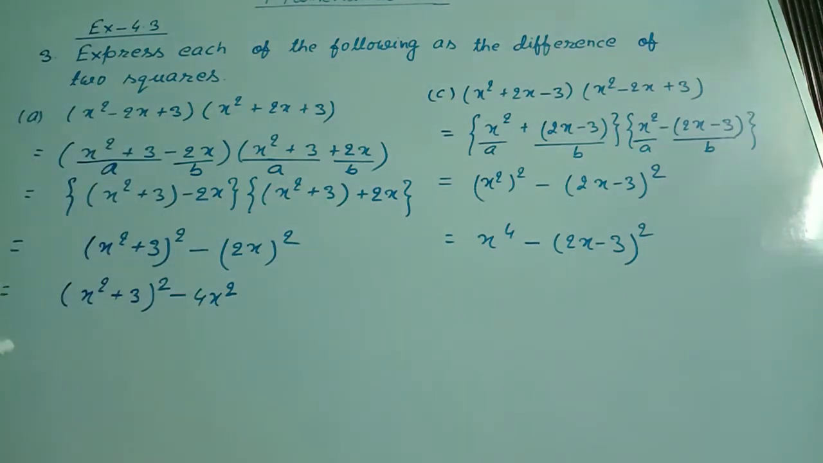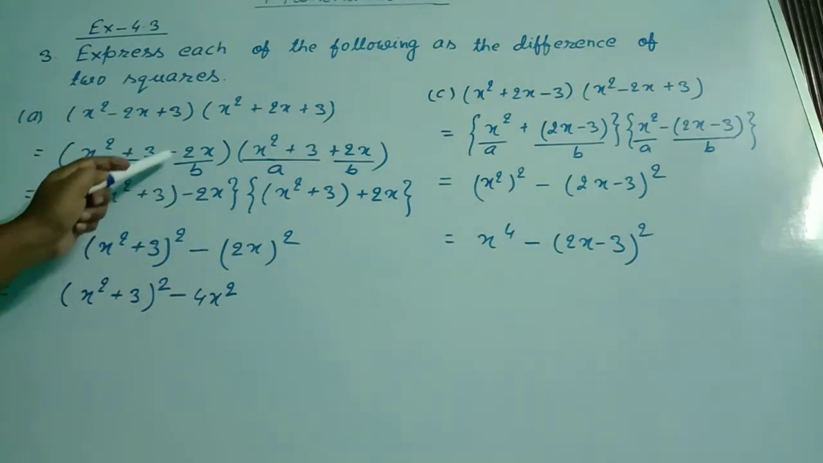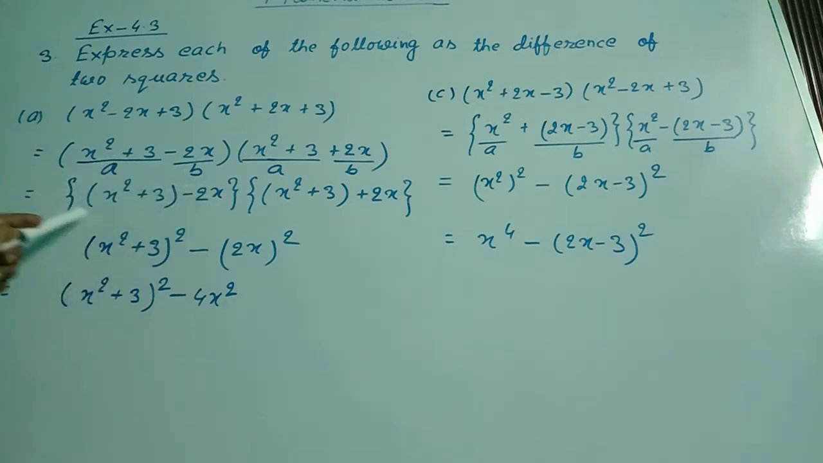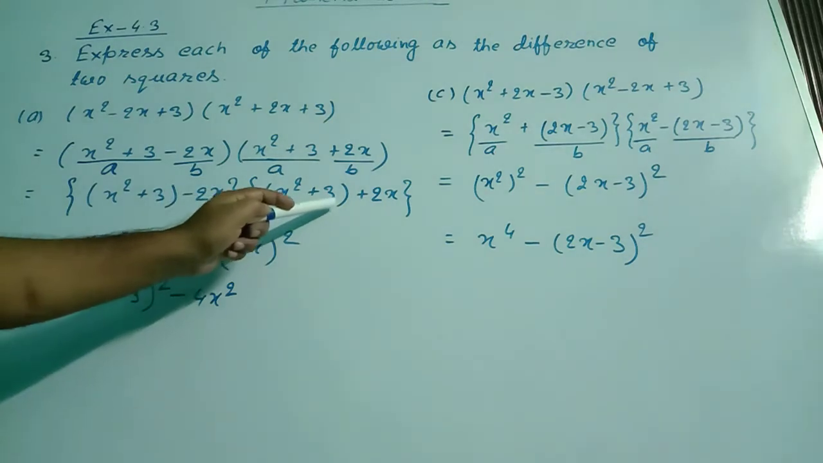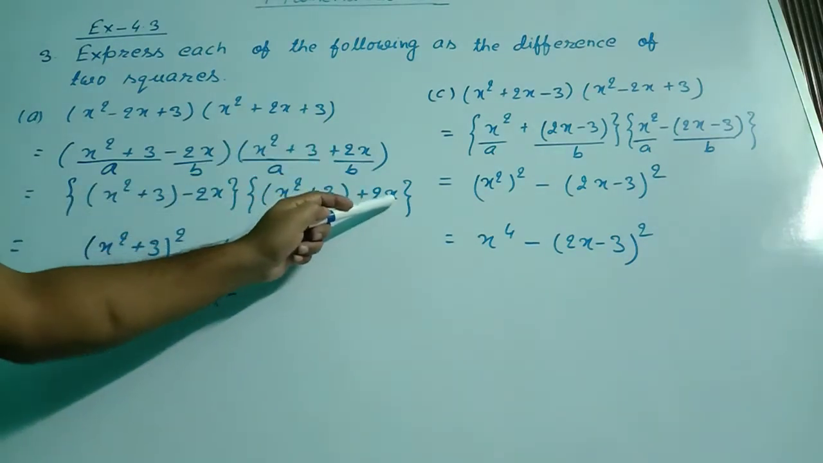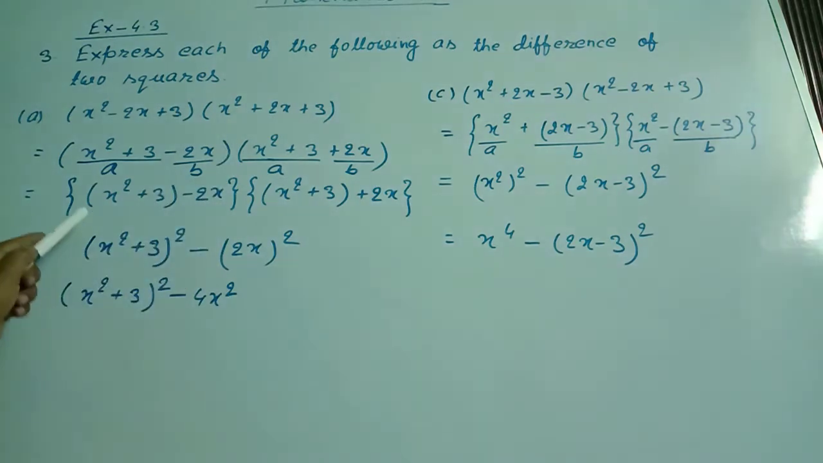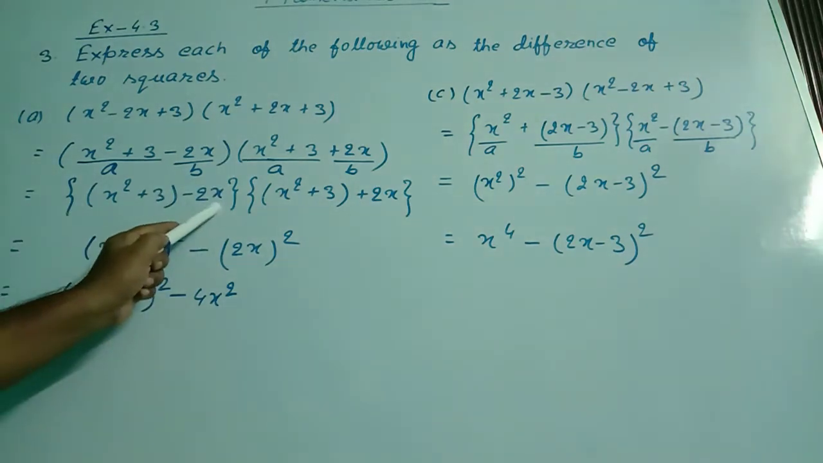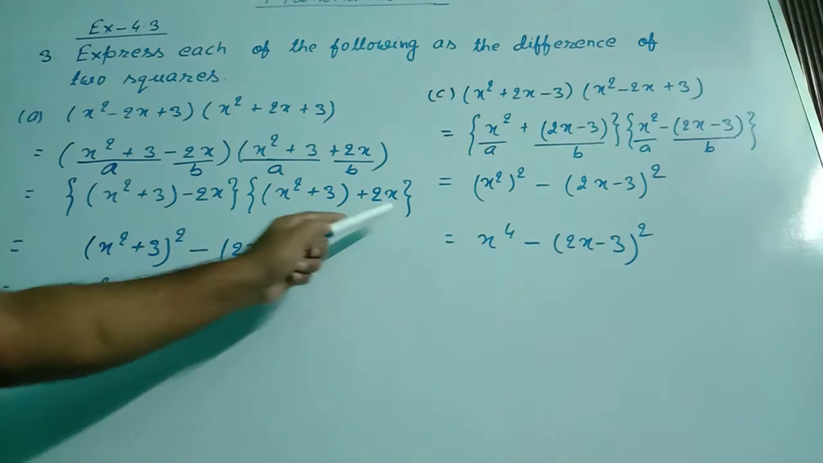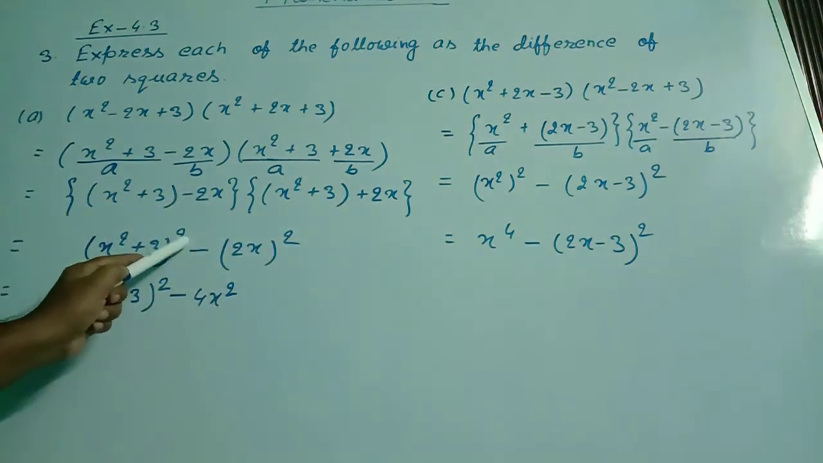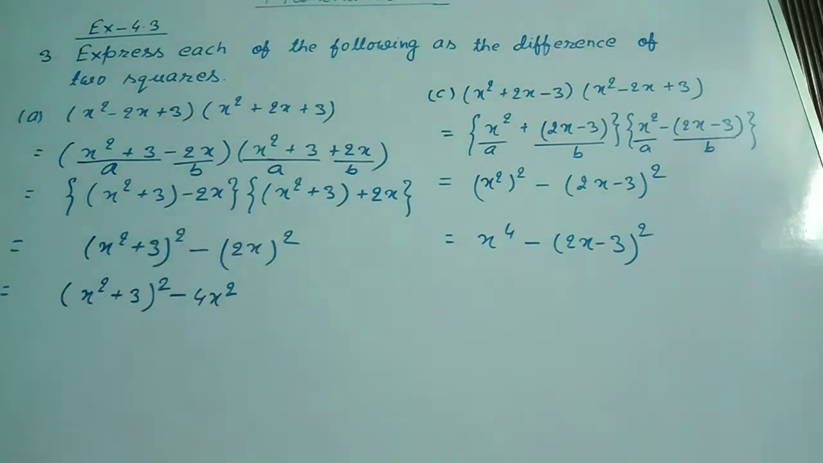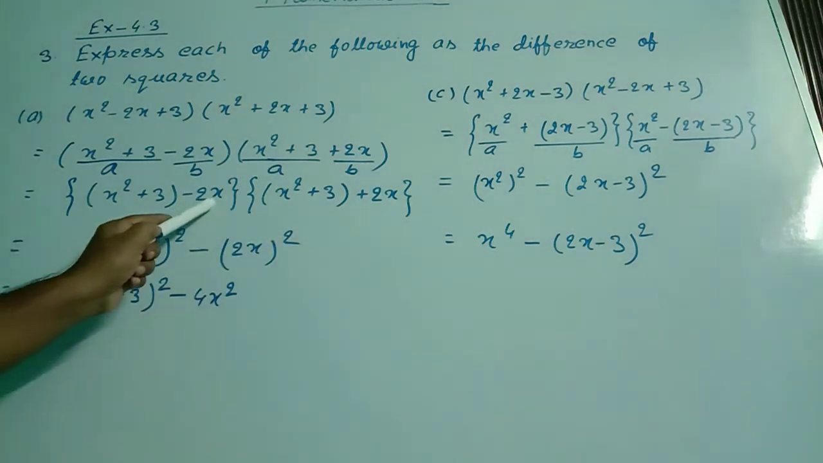More clearly, in this step I have written, I enclose these two in a bracket, x² + 3, this went out of the bracket and the middle bracket is closed. This 2x is written in the bracket, +2x, and the middle bracket is closed. So we are saying (a − b)(a + b). So a is (x² + 3)² and b is (2x)². This is in the form of (a − b)(a + b).